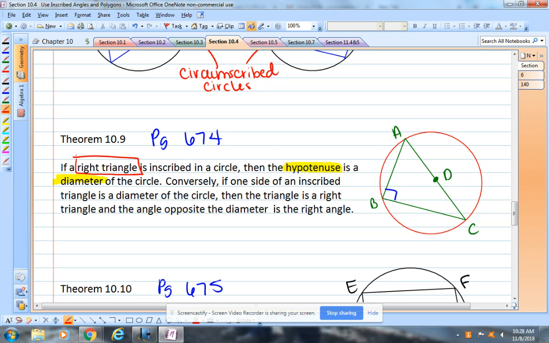So if a right triangle, if we know that one of the angles is a 90-degree angle of a triangle, is inscribed in a circle, then the diameter is the hypotenuse. Conversely, what does that mean?